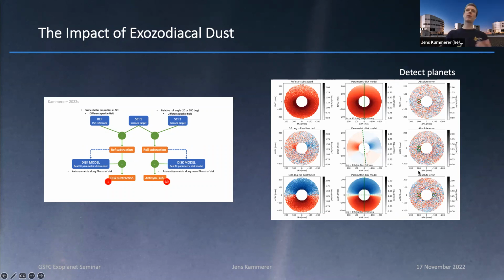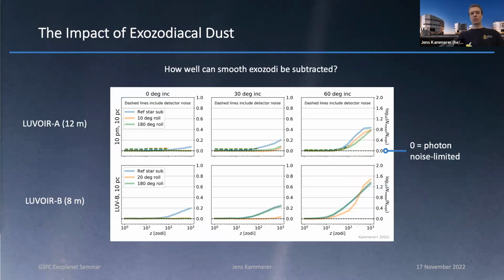You can, of course, see it twice, once positive and once negative from the roll subtraction. And now the question that we were asking ourselves is, how close do we get in these images on the right-hand side to the true photon noise? Or is there actually some additional systematic noise from an imperfect subtraction of the zodiacal light that is adding some additional systematic noise to our observations? And this is what is shown in this figure here.